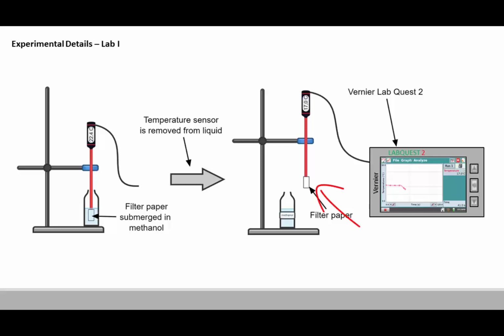When the temperature sensor is removed from the liquid, as seen in the diagram, evaporation from the liquid-saturated filter paper begins and the temperature drops. Our goal will be to measure the rate of temperature decrease and the total temperature change for each of the homologous alcohols and polar organic compounds.